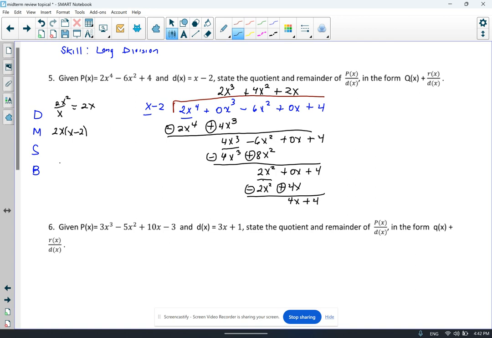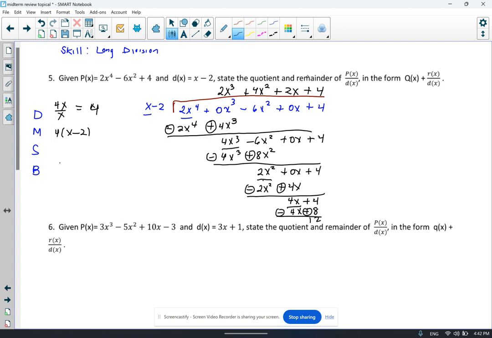Let's repeat the process one more time. You're taking 4x and dividing it by x, and when you do that, you get 4. Make sure to put it in your quotient. You're now multiplying the 4 times the x minus 2, so you get 4x minus 8. And now we change the sign, and when we add down, you get a value of 12, a remainder of 12.